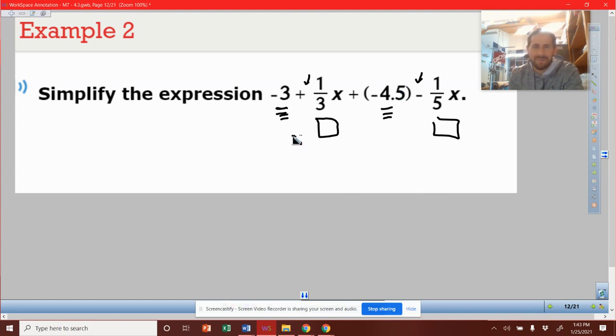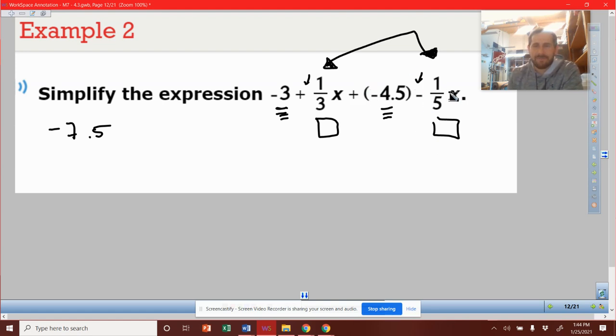So the one that's easier to combine right now is the -3 and the -4.5. So we get -7.5, right? The one that's going to be a little bit more challenging is these fractions. So how do we add or subtract fractions? I'm going to give you a little quiz and give you a couple options, okay? And then you come back and answer.